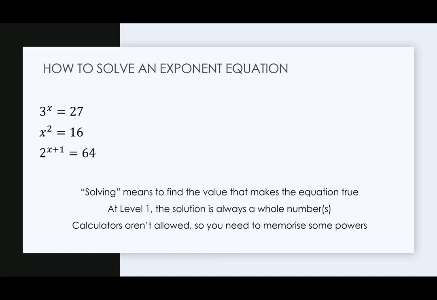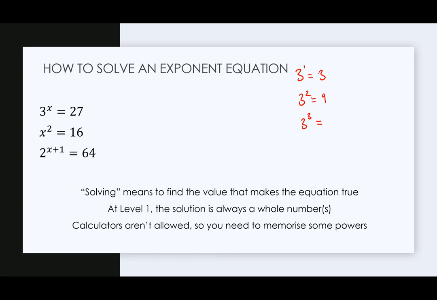Now, when I say solving, I mean finding the value that makes each equation true. And at level 1, the solution or value that makes every equation true is always going to be a whole number. So you don't have to worry about nasty decimals. So if you look at the first example, it's asking what power of 3 gives us 27. So a good strategy for tackling this kind of problem is to list the powers of 3.